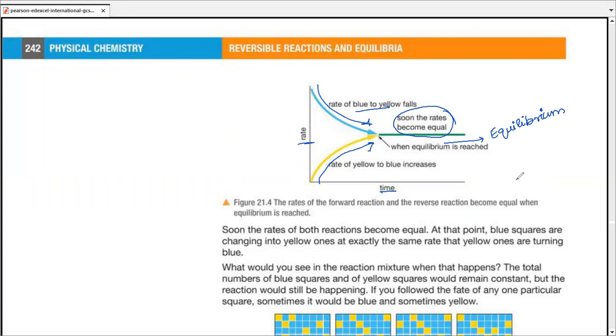It means the number of blue squares changing to yellow and the number of yellow squares changing back to blue become equal. So at that time, blue squares are changing into yellow ones at exactly the same rate as yellow ones are turning to blue. Supposedly, let's say 3 blocks turn from blue to yellow, and at the same time, 3 yellow blocks turn back to blue, which gives us the idea that they are both converting at the same rate. All right.